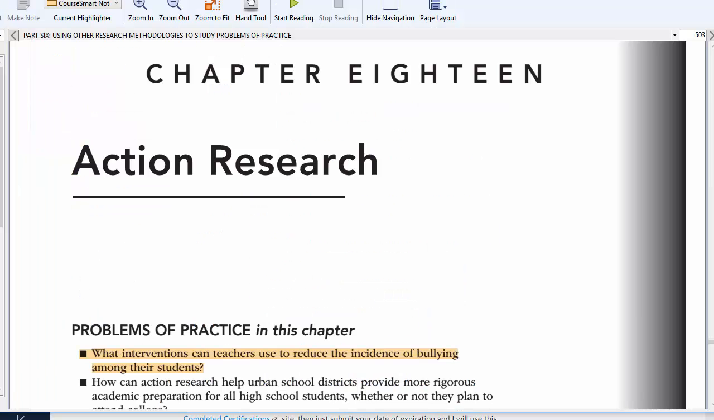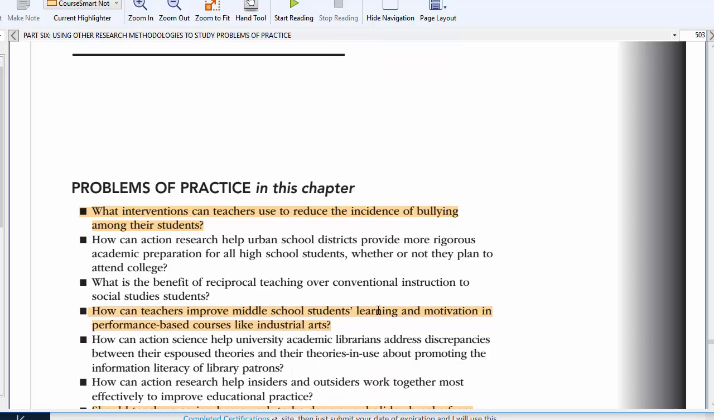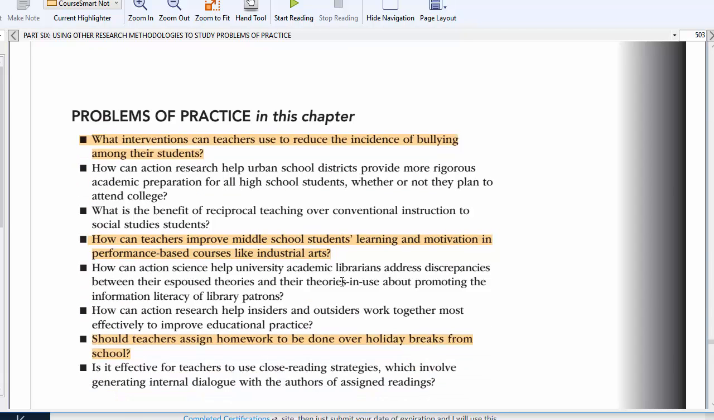All right, let's move on then to chapter 18, action research. And I've highlighted a few things here. I believe, as I've mentioned before, that in the problems of practice at the beginning of each chapter, there's at least one or two or more things that are bulleted in this section that you can relate to in your own teaching. And I've highlighted a few that I want to provide some examples for, especially in career and technical education.